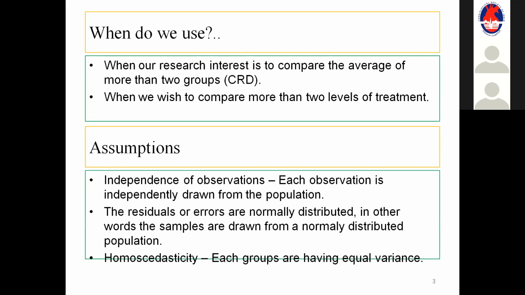The residual errors should be normally distributed. In other words, the samples are drawn from a normally distributed population. In our previous section, we saw what a normally distributed population or sample is, and how we are going to test for it. And then homoscedasticity, which means it is assumed that each group will have equal variance with respect to the individual grouping.